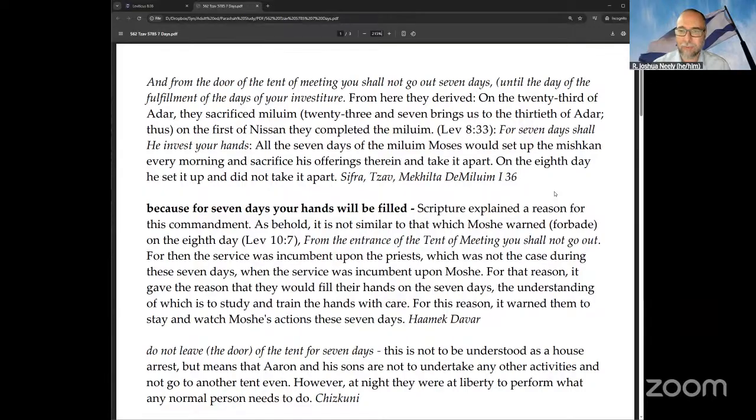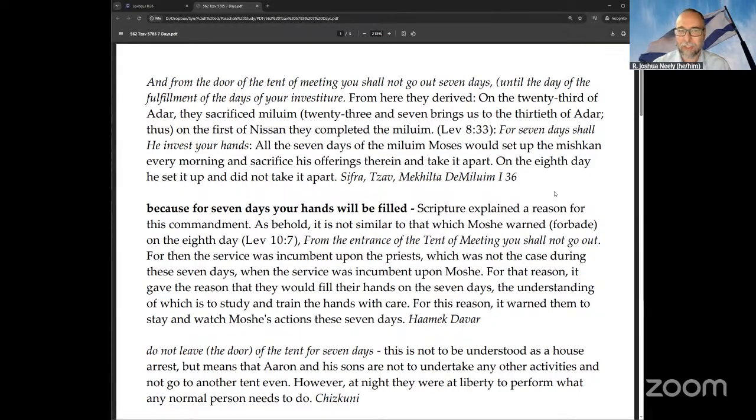So they did the investiture sacrifices from the 23rd day of Adar, which is the month right before Nisan, the month we are in now, the month of Pesach, the month that is called the first month of the year in biblical counting. And so therefore, we have to work ourselves back 7 days, because we know that this was all completed on the 1st of Nisan, so we can back it up.